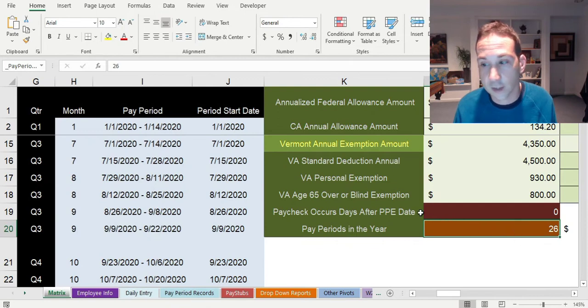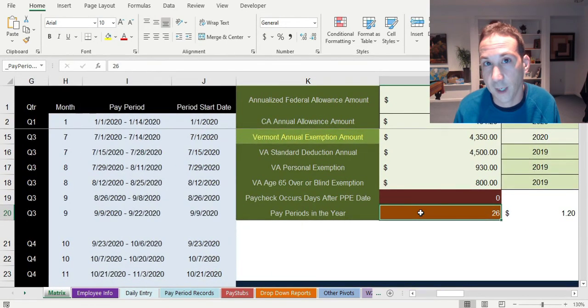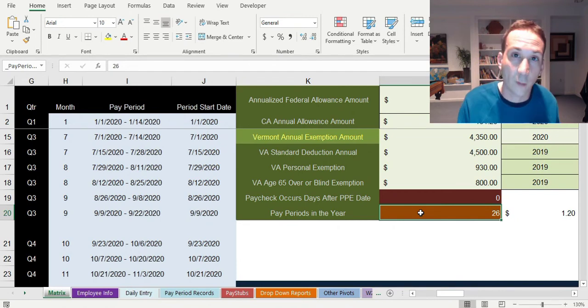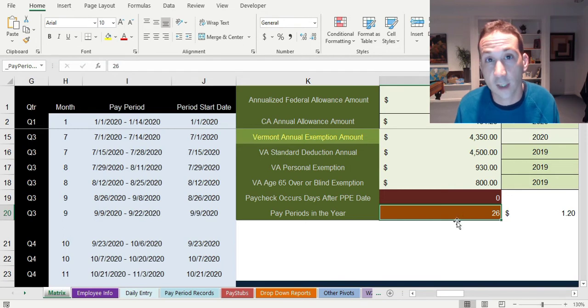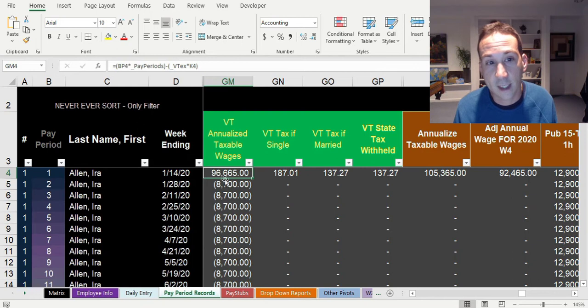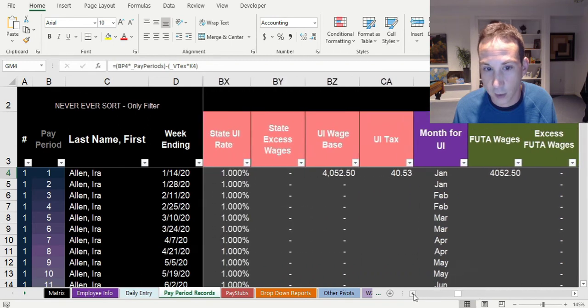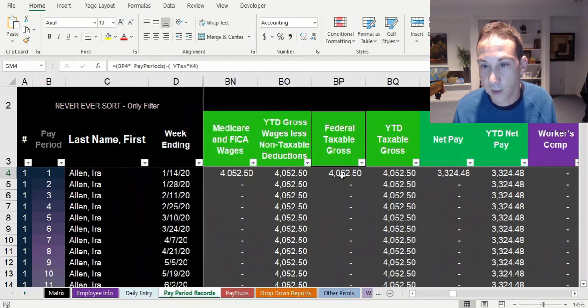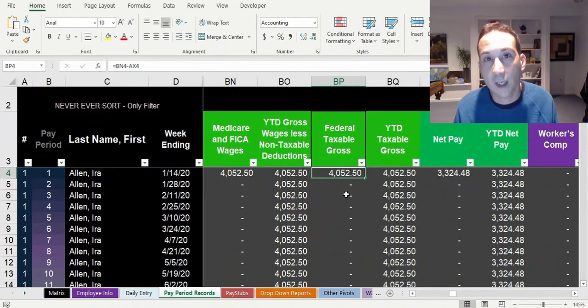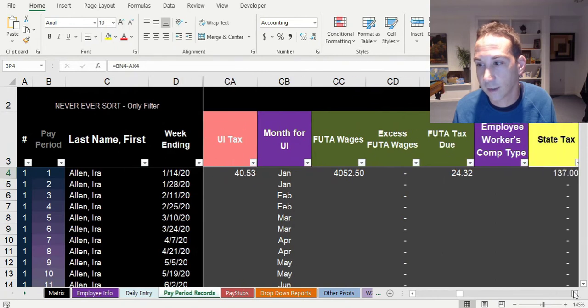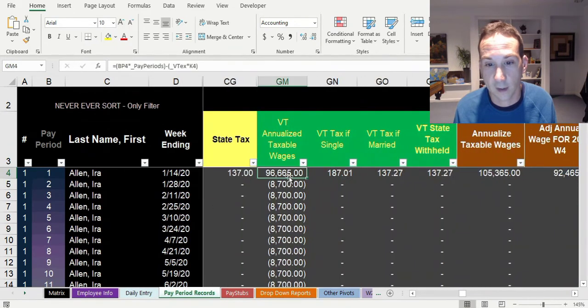You can change this file to reflect any different type of payroll schedule, whether it be weekly or bi-weekly or semi-monthly. All these things can change. So in this scenario, you're looking at one that's bi-weekly. So when you go back to looking at this formula, it's taking the federal taxable gross, which is right over here. Federal taxable gross is here. And it's multiplying this $4,052.50 by 26, because that's the number of pay periods that are in this year.